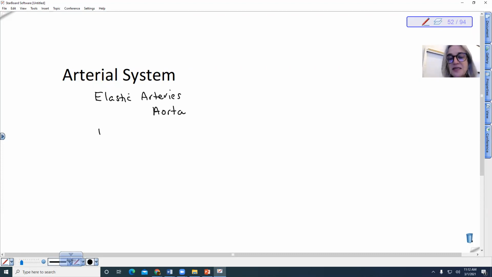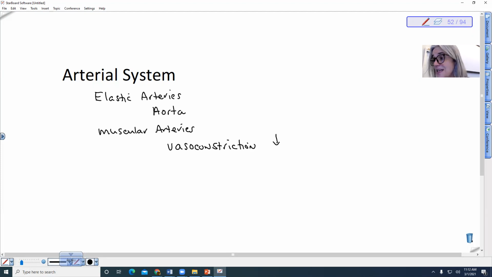We then have muscular arteries. So these generally have a smaller diameter. And these are the ones that typically undergo vasoconstriction, which would mean that you would decrease the diameter, and vasodilation, where you have an increase in the diameter.